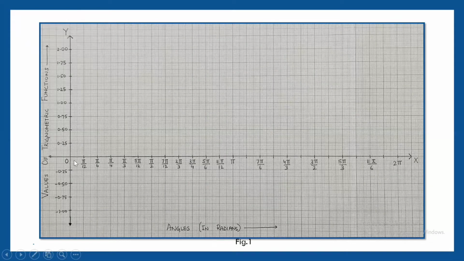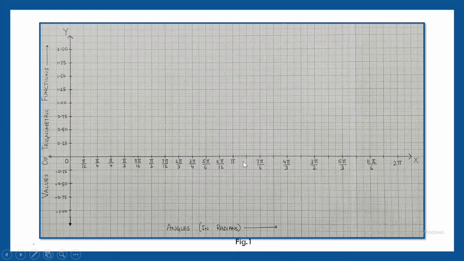On the x-axis, I have taken pi by 12 as the difference between two intervals. 1 centimeter represents pi by 12 radians. So I take pi by 12, then 2 pi by 12, which is pi by 6, 3 pi by 12, which is pi by 4, 4 pi by 12, which is pi by 3, 5 pi by 12, 6 pi by 12, which is pi by 2, 7 pi by 12, 8 pi by 12, which is 2 by 3 pi, 9 pi by 12, which is 3 upon 4 pi, 10 pi by 12, which is 5 upon 6 pi, 11 pi by 12, and 12 pi by 12, which is pi only.